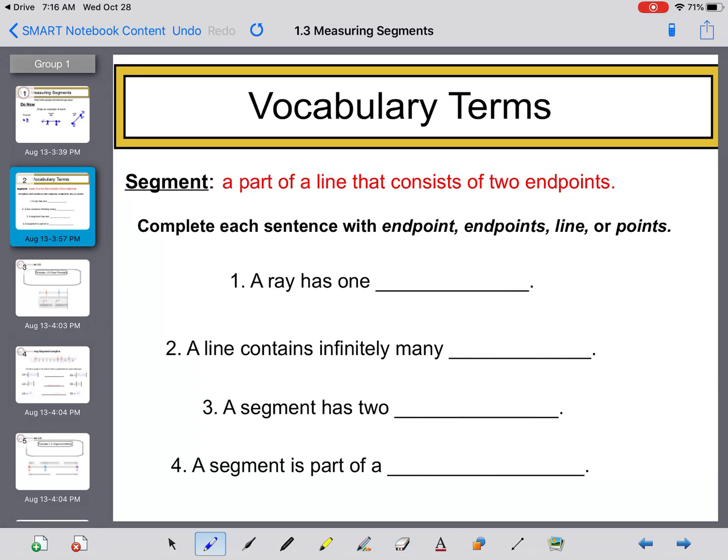Okay. Complete each sentence with endpoint, endpoints, line, or points. A ray has 1 endpoint. A line contains infinitely many points. A segment has 2 endpoints. And a segment is part of a line.